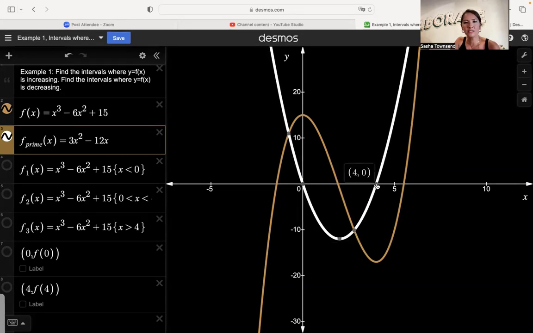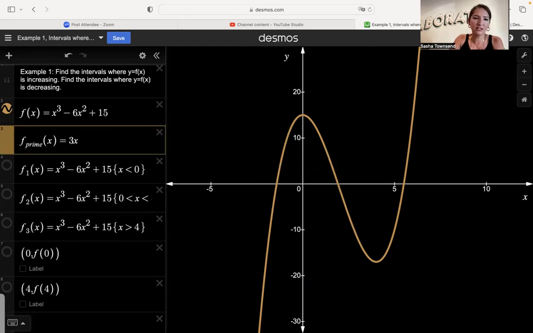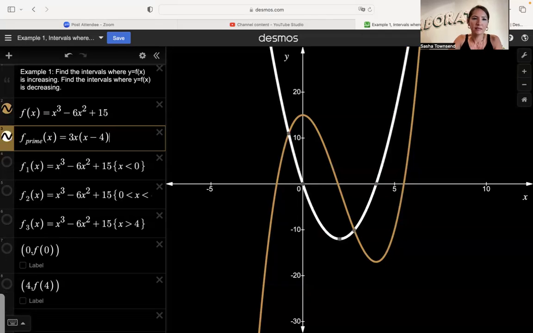So the intervals of interest are negative infinity to 0, 0 to 4, and then 4 to infinity. Now, when we created our sign chart, we saw that the product of 3x and x minus 4, which is how this factors, is the product of a negative and a negative on this interval, so it's positive. We can also just read the graph.